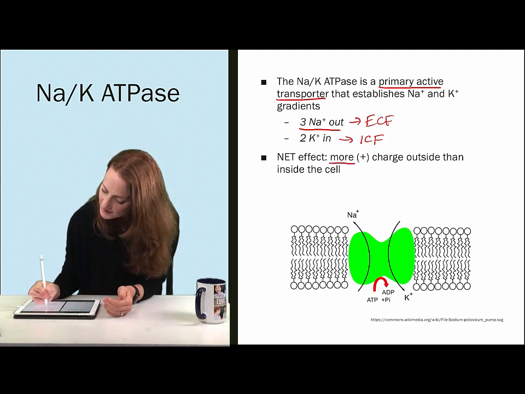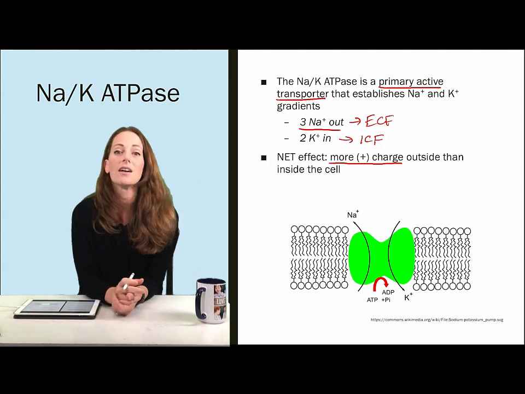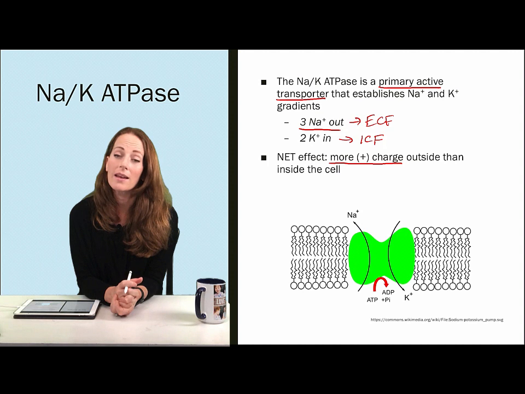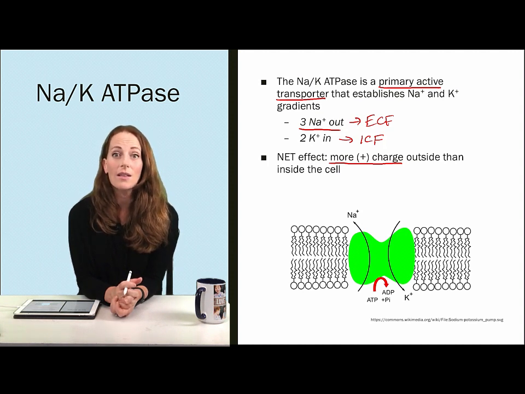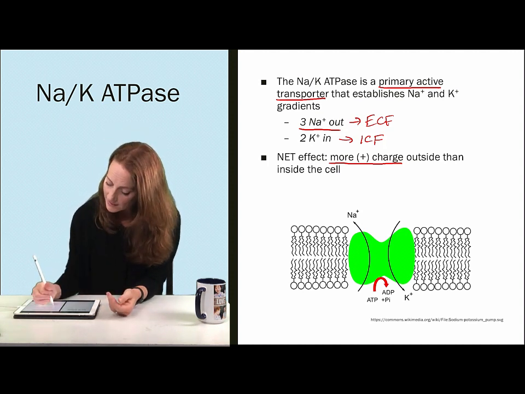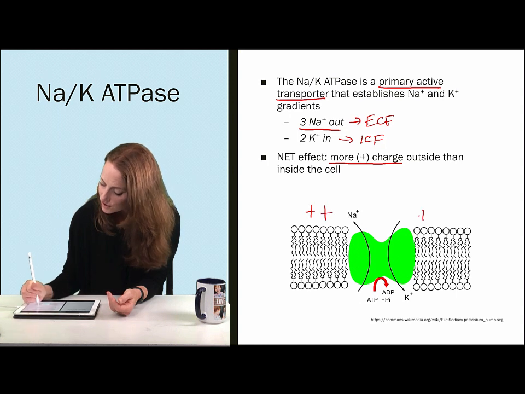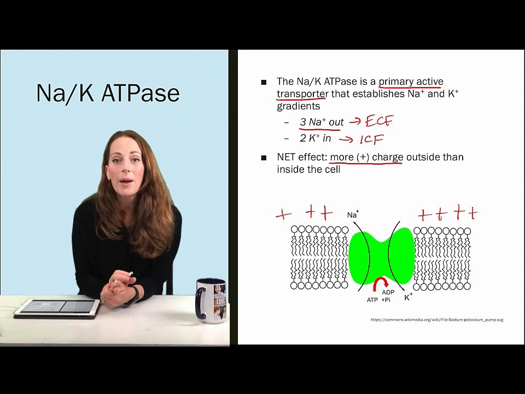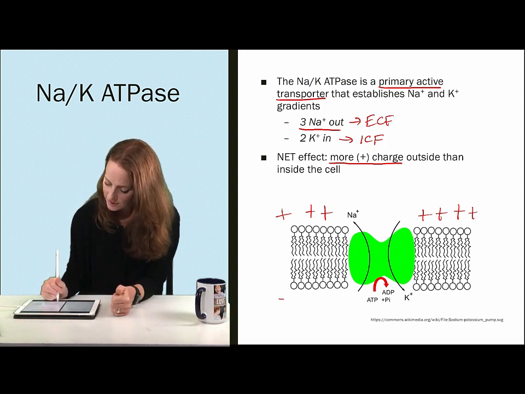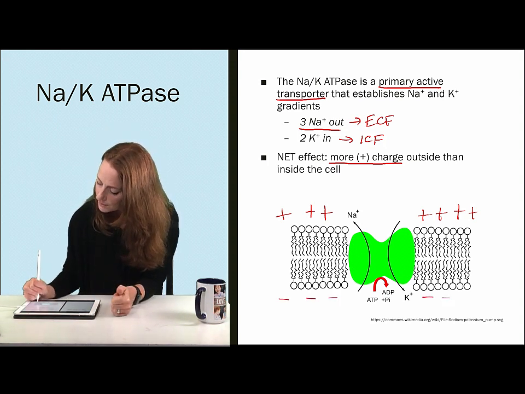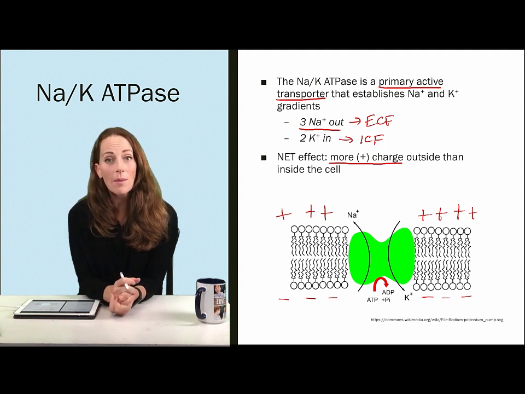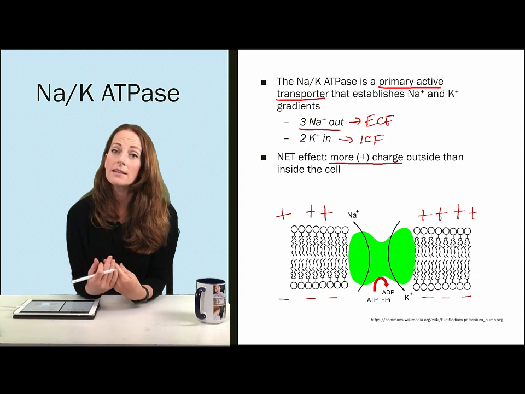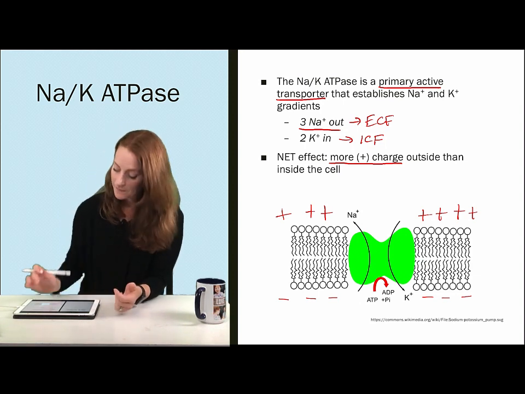The net effect is that there's more positive charge in the extracellular fluid portion of the membrane than the intracellular portion of the membrane. And that is that positive charges are building up outside the membrane and negative charges are building up inside the membrane. And remember, when we have a difference in charge, that's going to generate a membrane voltage.